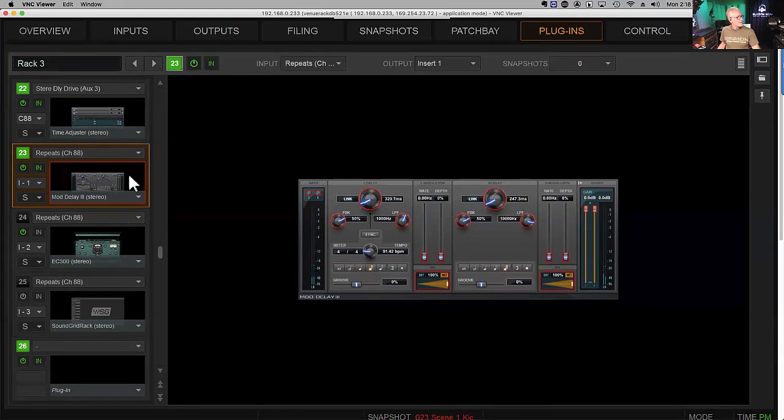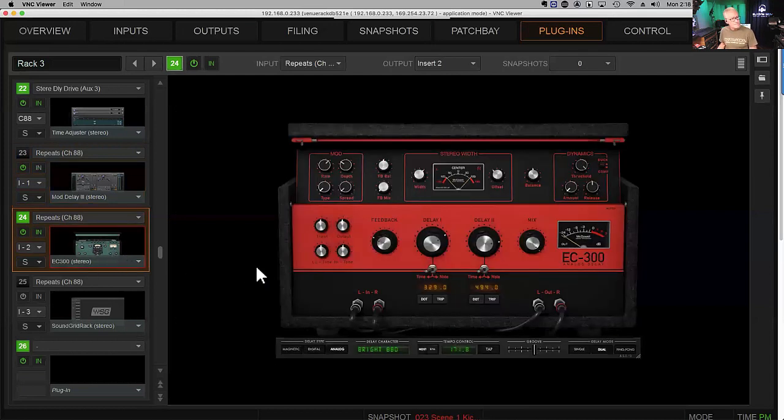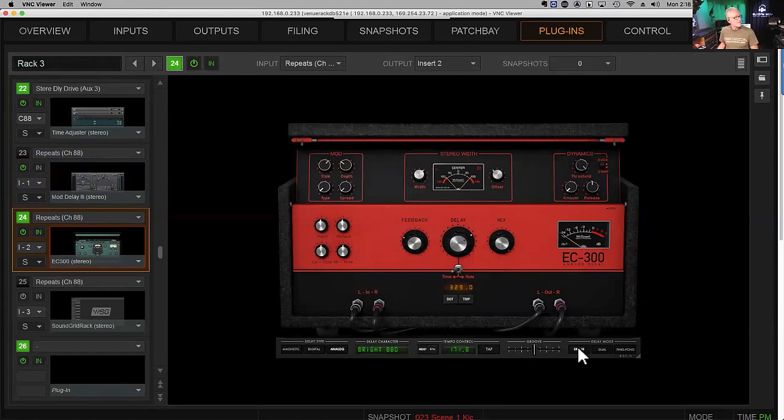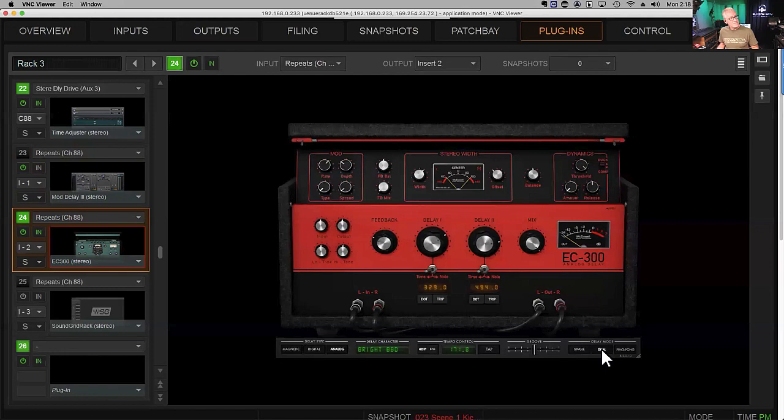Okay, let's go take a look at the EC300 here. You can hear that's tremendously vocal or tone shaped, right? Let's go back to single here. So you can hear it's the same time now on both sides, but all the top end is rolled off of it. Or we go to the dual. Are you guys hearing that okay?